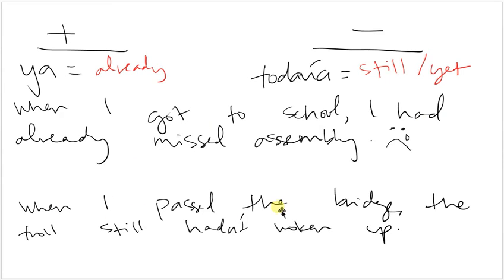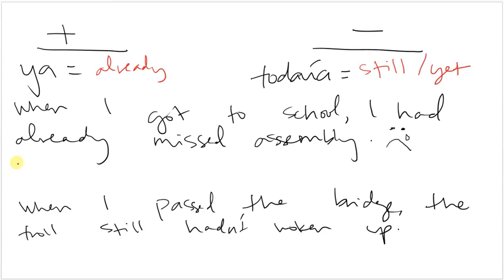So when I passed the bridge, the troll still hadn't woken up. So I passed the bridge, the troll hadn't woken up, had already happened, right? So you normally are going to have another action in your sentence in order to have the context of time.